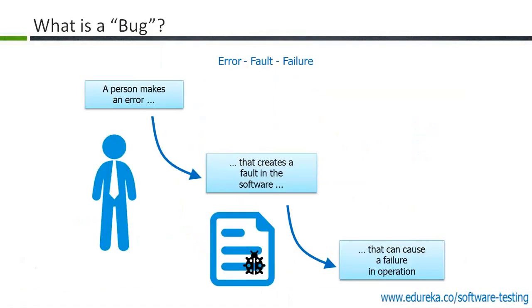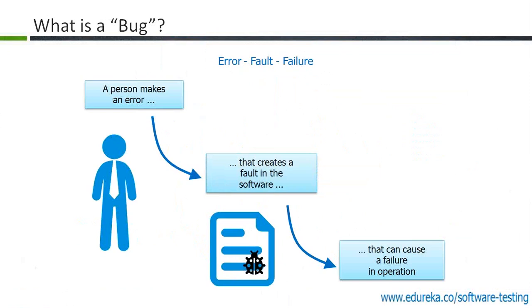Now, what is a bug? It can be an error, a fault, or a failure. A person makes an error that creates a fault in the software, and that can cause a failure in the operation. Any person who makes an error, what would be the impact? It would create a fault in the software. And what is the output result? It would cause a failure in the operation.